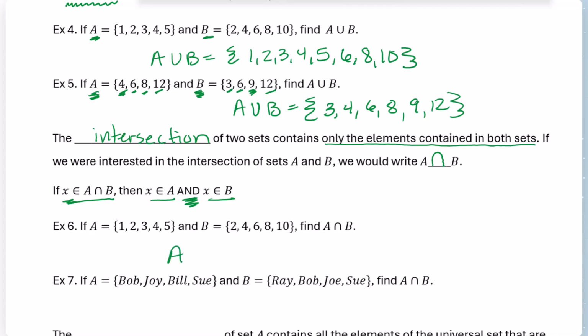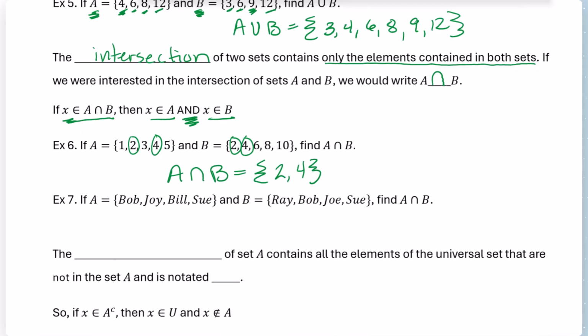So we're going to work with sets A and B again and find their intersection. If I look at my given sets A and B, what's in both? Well, A has 2 and B has 2, so 2 is in both of them. A has 4, B also has 4, and those are the only two numbers that I see that are in both A and in B.